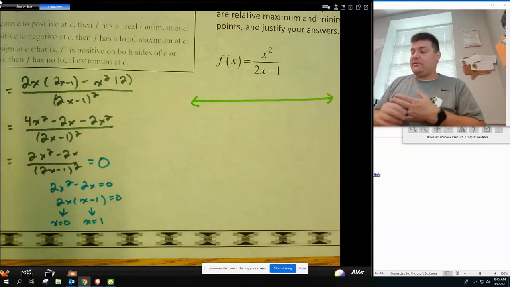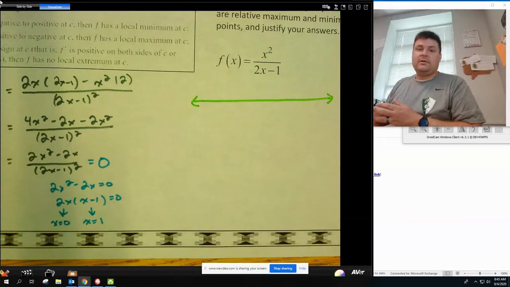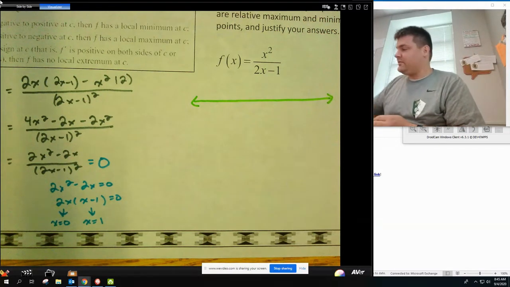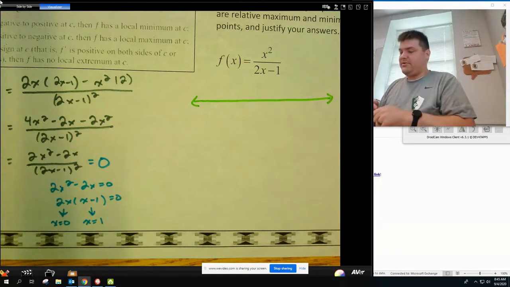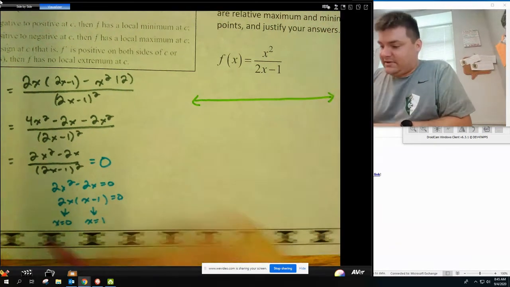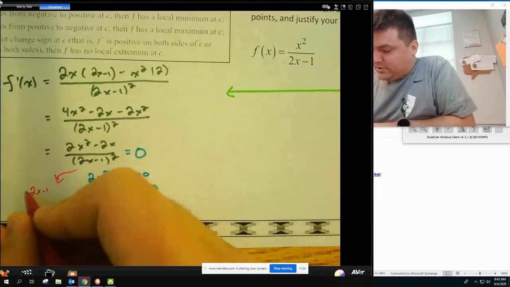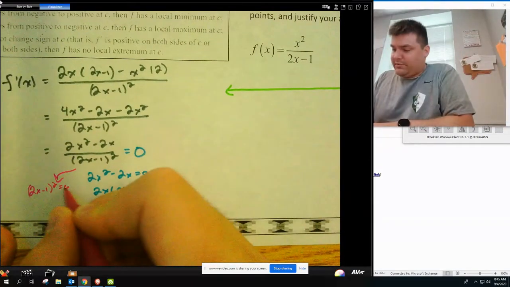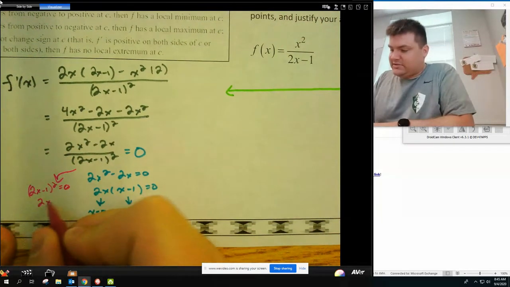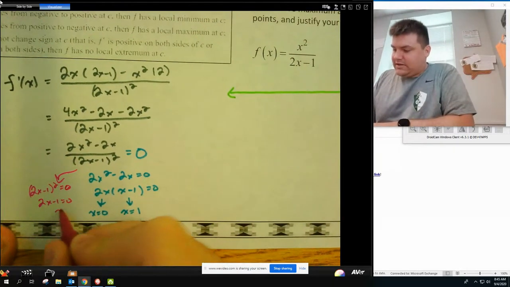So I got all of my stationary points, but I need my singular point. So I need to set the bottom now equal to 0. This is when it's undefined. Okay, so I'm going to go 2x minus 1 all squared equals 0. You square root both sides, so you're going to get 2x minus 1 equals 0. You're going to get x equals 1/2.